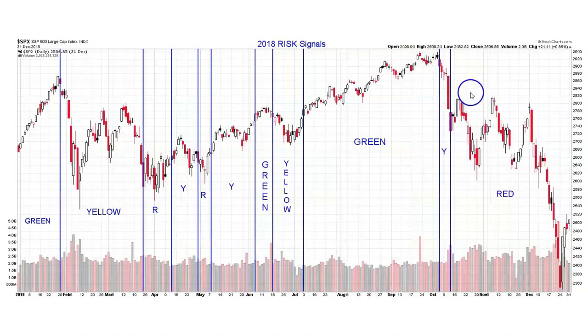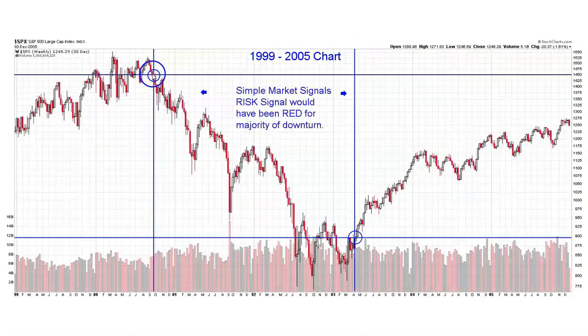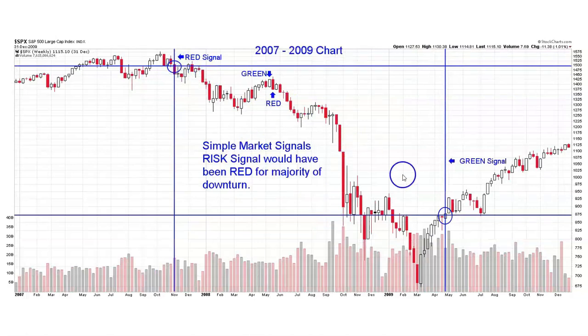The red signal is the worst risk-reward ratio signal for equity investors. And what you're going to find is that the worst downturns, including the downturn in Q4 of 2018 and the bear market in Q1 of 2020, plus the bear market from 2000 through 2003 and the bear market of 2007 through 2009, all of those are going to take place in a red signal environment.